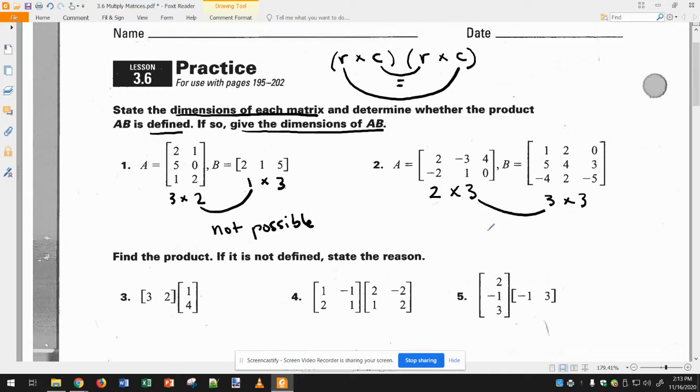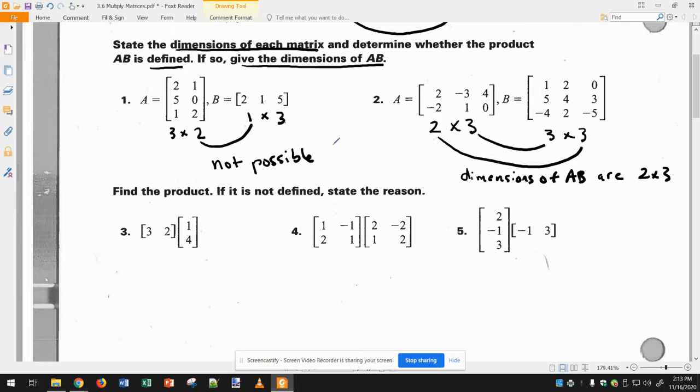Now, since these two numbers are the same, the dimensions of the product will be given by the outside. So the dimensions of the product, A times B, are 2 by 3. Okay, and that's all I have to do for the first two.